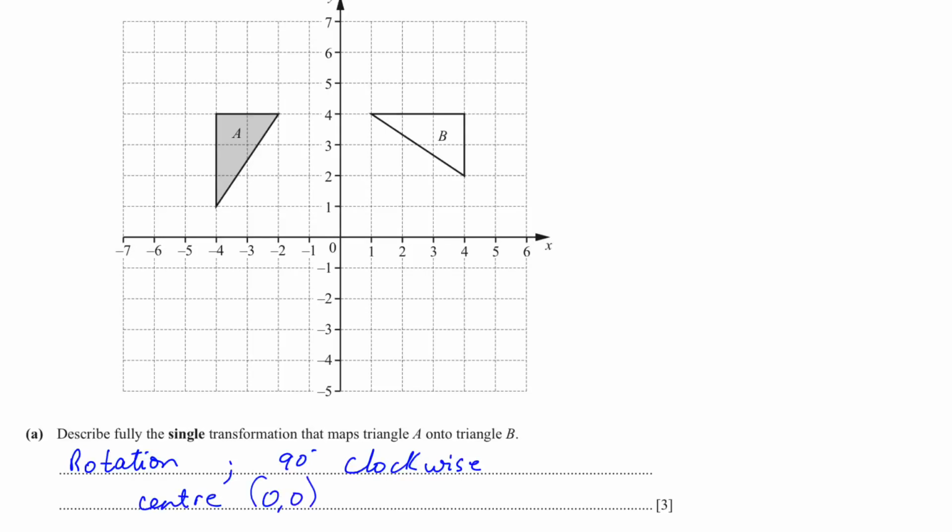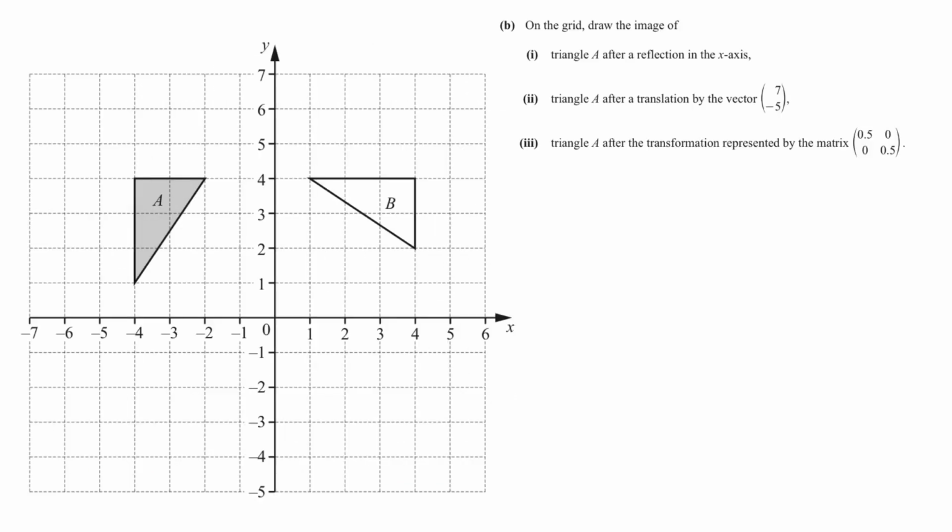Use a tracing paper and you will be able to find whether it is clockwise or anti-clockwise and what the degree is. The center is usually 0, 0 in most cases. Sometimes it might be different. B. On the grid, draw the image of triangle A after reflection in the x-axis.